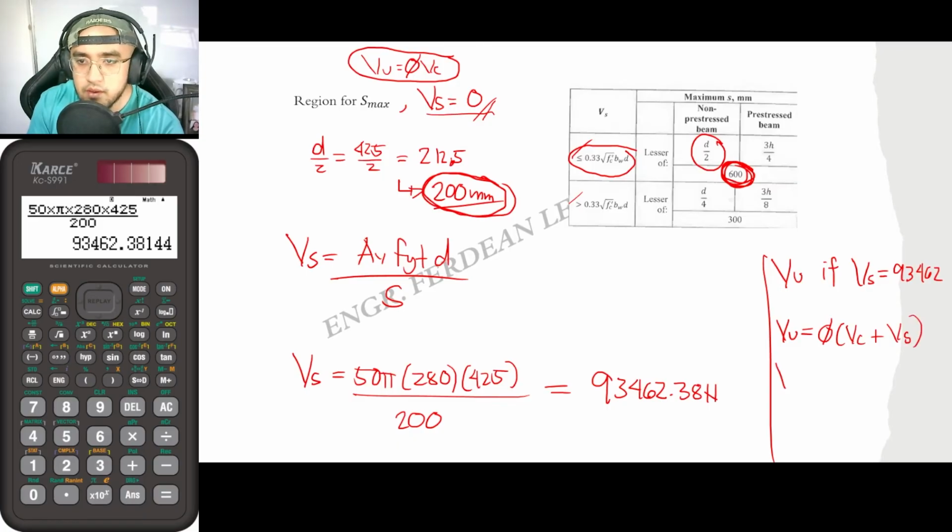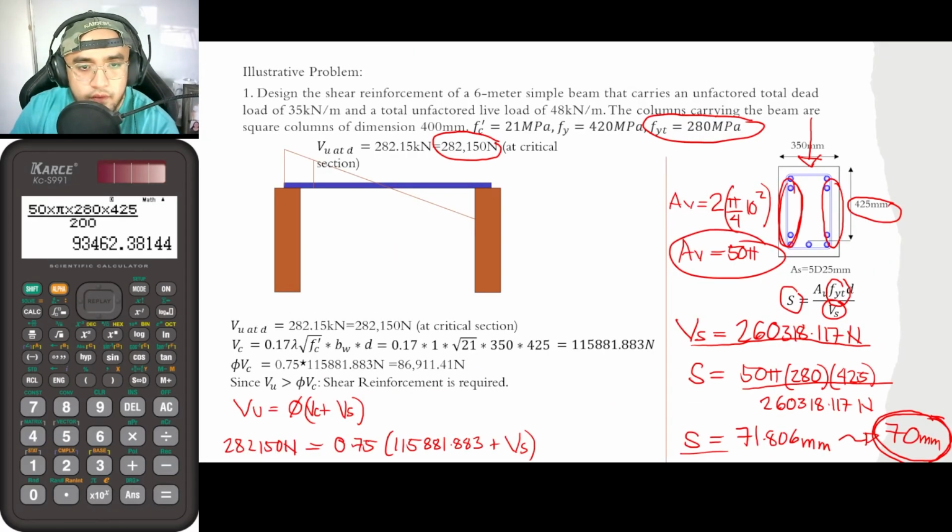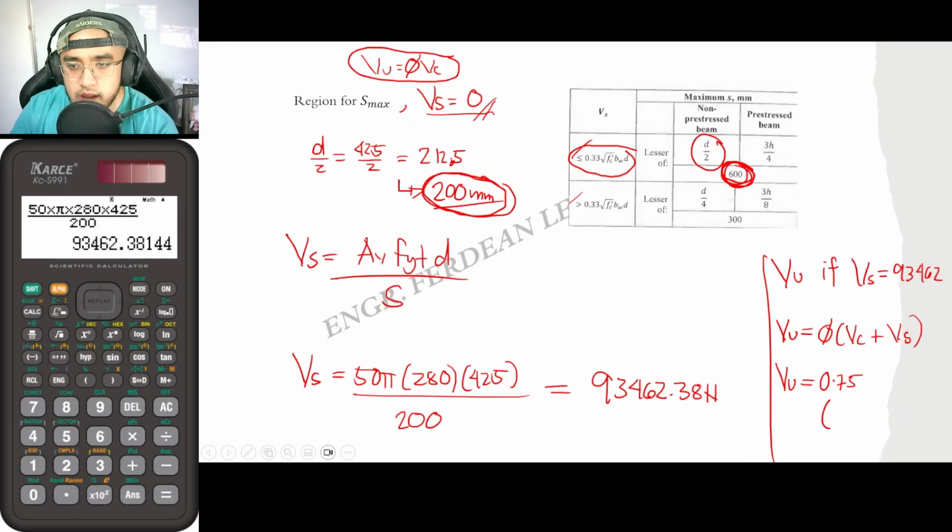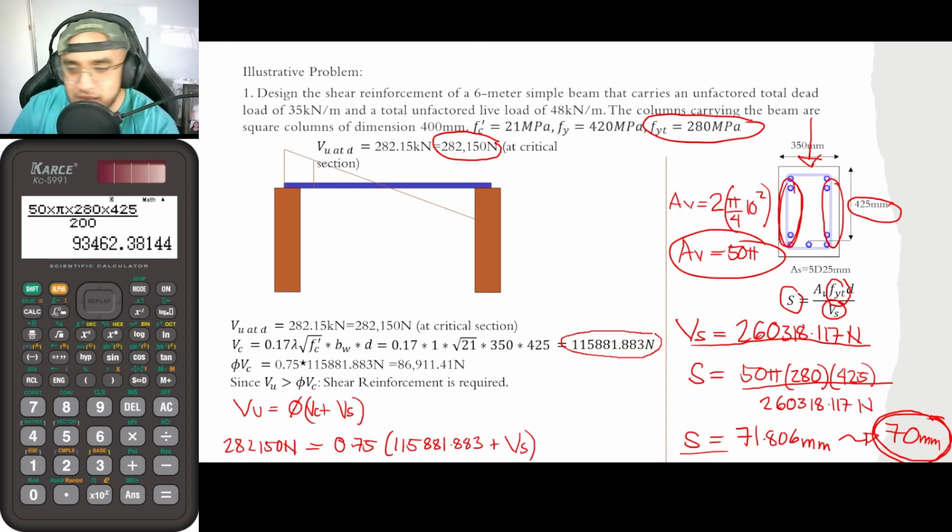From that, Vu is equal to phi of 0.75 times, what is Vc? I actually forgot. What is the value of our Vc? The value for our Vc is 115,881.883. Let me just type it in my calculator in order for me not to forget. 115,881.883.